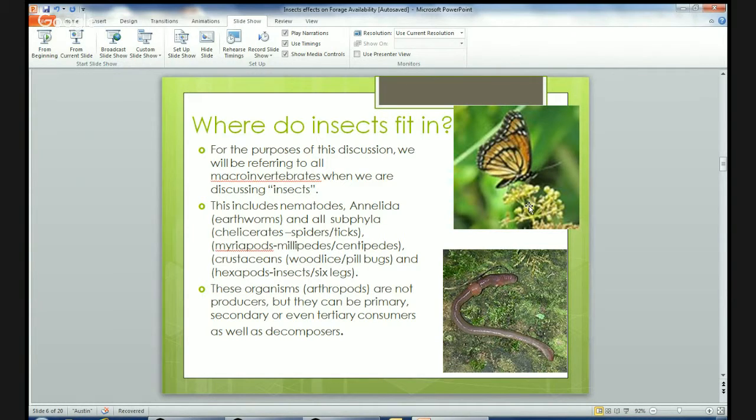These organisms are not producers. They don't have chlorophyll. They're not somehow magically turning the sun's energy into anything. But they are primary and secondary consumers. Some are even tertiary. And very importantly, a lot of them are decomposers.